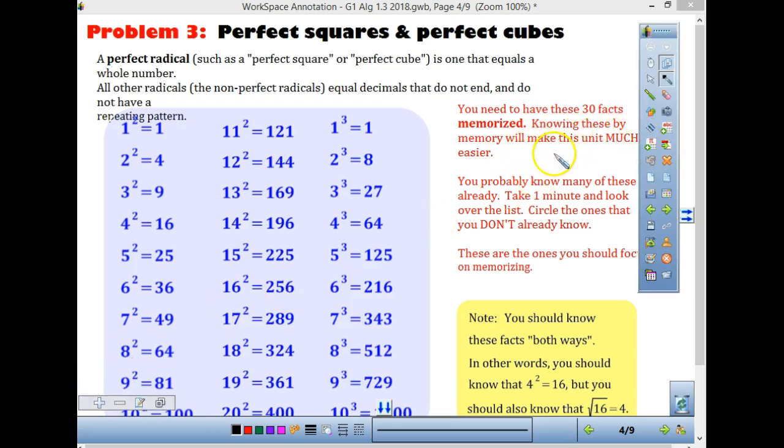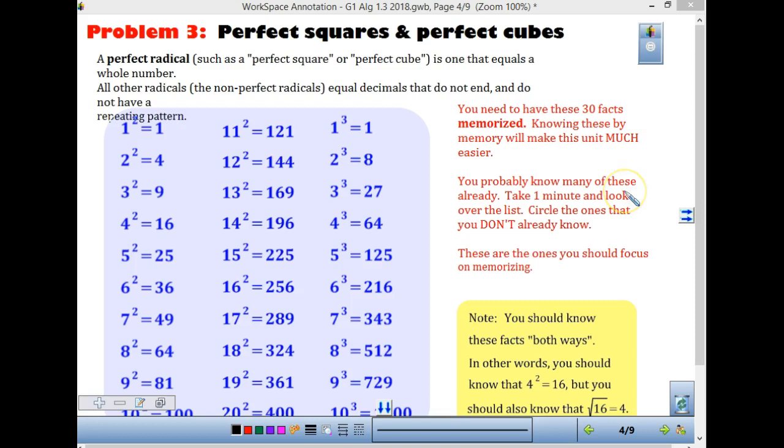Knowing these by memory is going to make this whole unit much easier. I will have students say to me, Mrs. Thompson, what if I don't memorize it? It says it's going to make this so much easier if you have these down. And most of them you probably already have down through 12, right? You probably know 1 times 1 and 2 times 2 and 3 times 3 and 4. You pretty much know this whole group pretty well up to here.